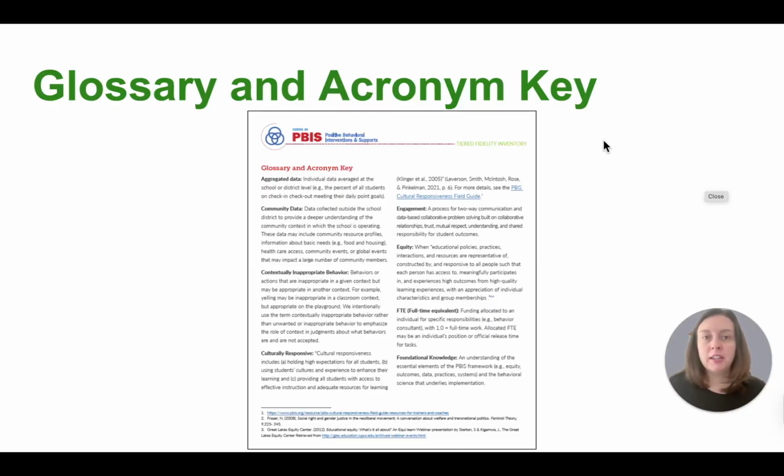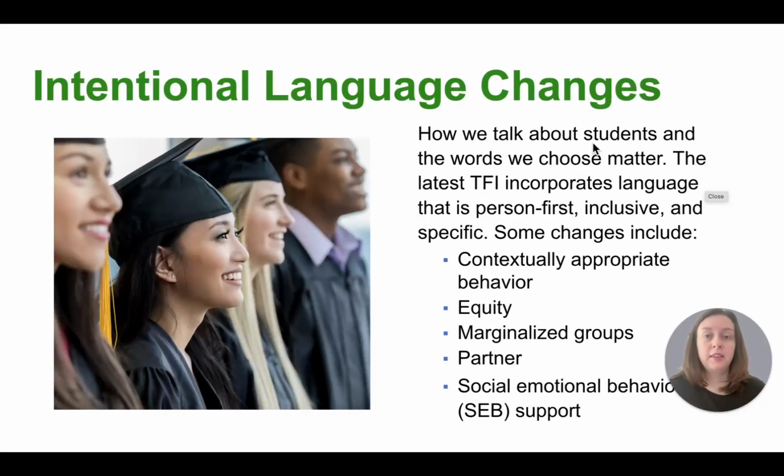So like I mentioned, in that TFI manual, there is a glossary and acronym key, and that might be really helpful for your team as you're going through and seeing different items that might be less familiar to you. Like, what does it really mean when they say culturally responsive? Or what kind of data are they talking about when they say community data? So that glossary and acronym key is a great tool to use within the guide.